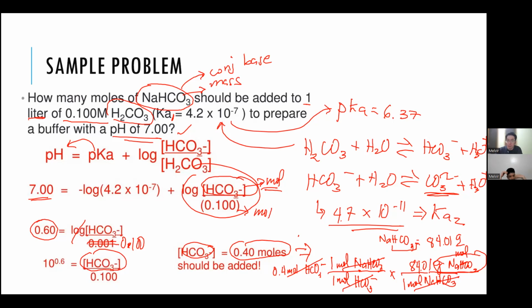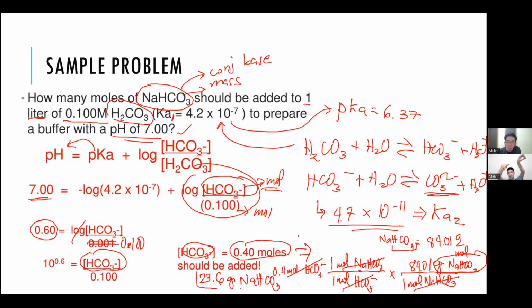0.4 times 84.01. Pa-solve, Josh. Kasi 0.4 moles lang ito eh. Tapos saka natin i-describe paano siya i-prepare. Sabagay, ang tanong lang dito how many moles eh, no? Pero, again, 23.6. 23.6 grams sodium bicarbonate.